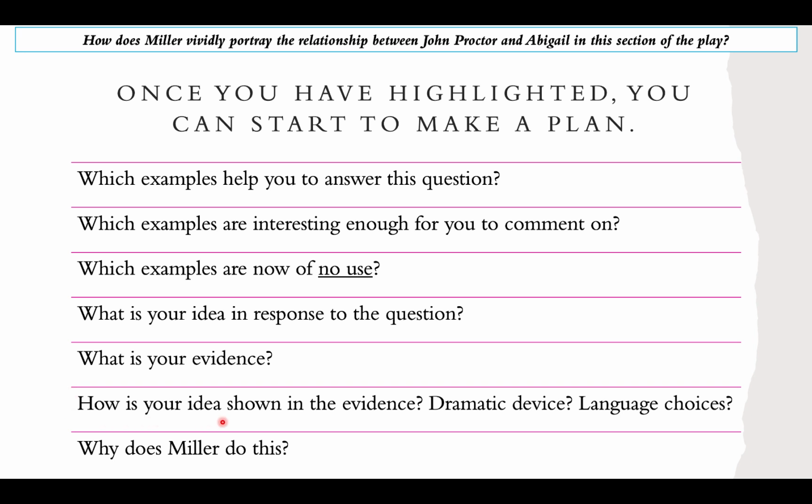So notice, as I was talking you through my selections, I was also telling you why I've chosen it. This is how it links back to some of the keywords that I wrote down at the beginning. And I was also picking out dramatic devices, language choices. And you're also trying to think about what Miller is trying to show you. What's he trying to show you about the relationship? What's he trying to show you about the society? What's he trying to show you about desire and sin and repression?